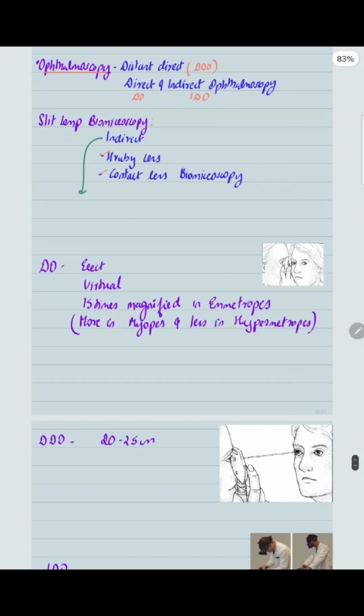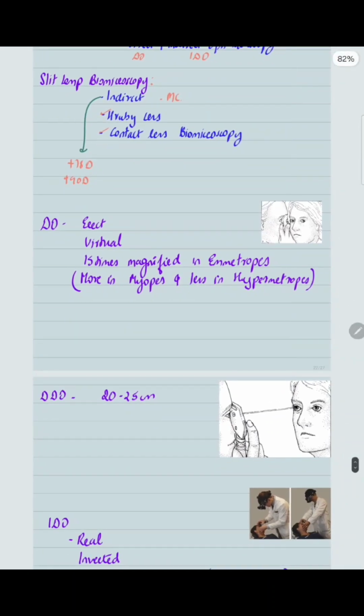First we will discuss indirect slit lamp biomicroscopy, using +78 or +90 diopter small diameter lenses. It is the most commonly employed technique for biomicroscopic examination of the posterior pole of the fundus. Then Ruby lens biomicroscopy: it is a plano-convex lens with a power of 58.6 diopter.